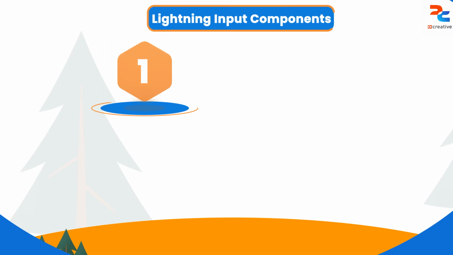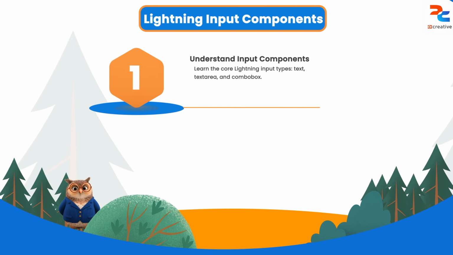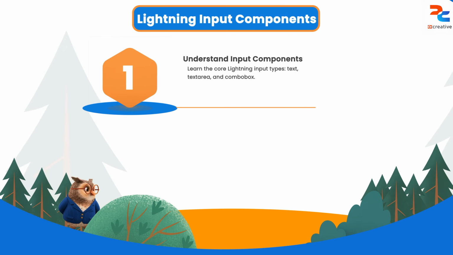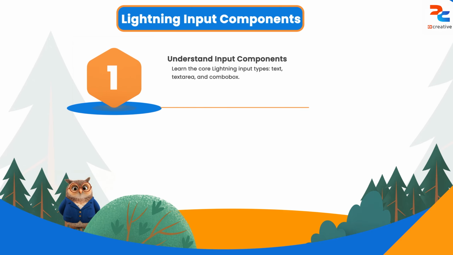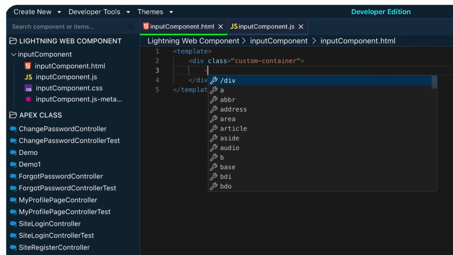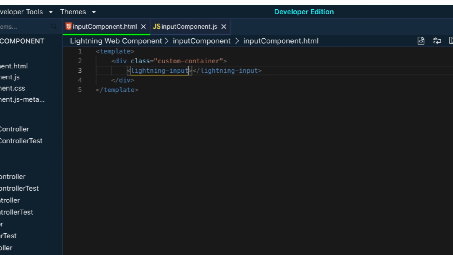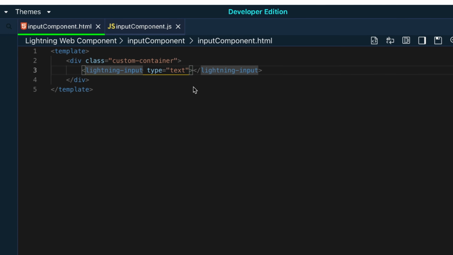In this video, we will focus on input components, which will include lightning input, text area, and combo box. In the upcoming videos, we will explore display, data, and navigation components in detail. So lightning base component provided lightning input tag, which we will use here. Now we have a type attribute, and the value of type will be text. Here we are making a text field, and let's save it.